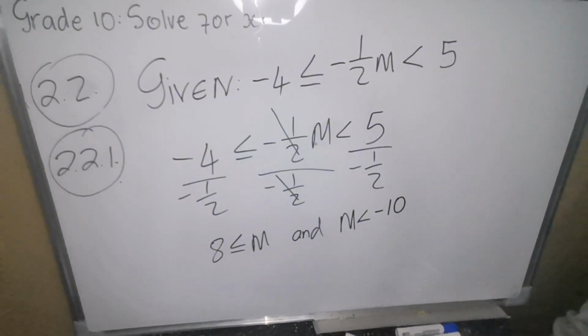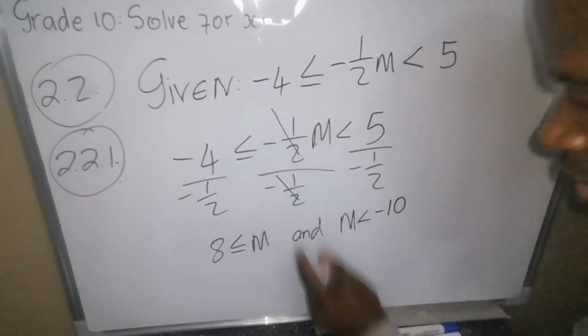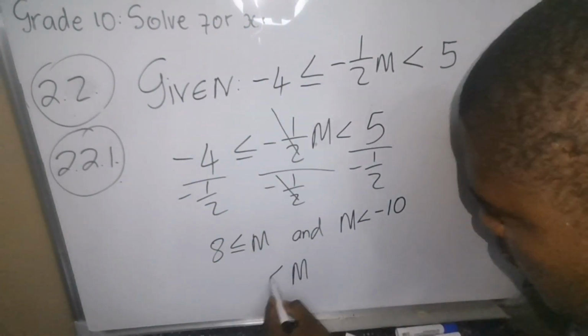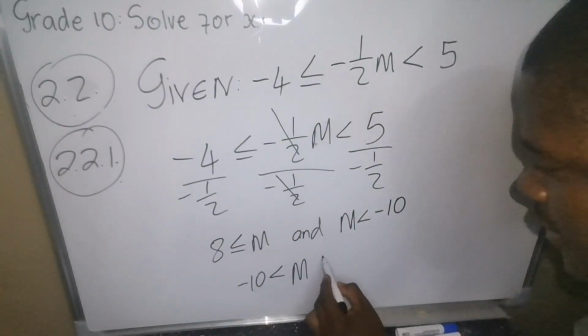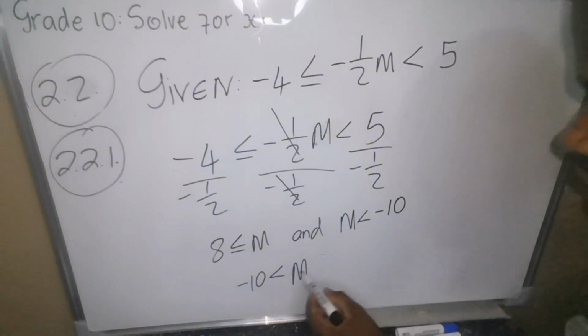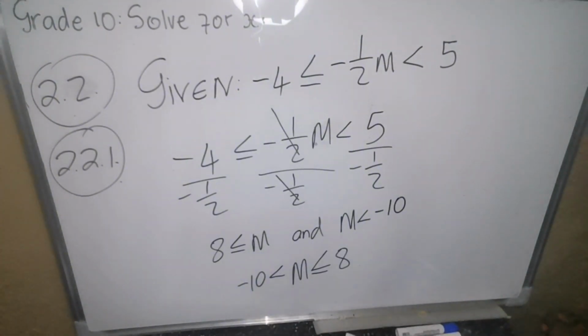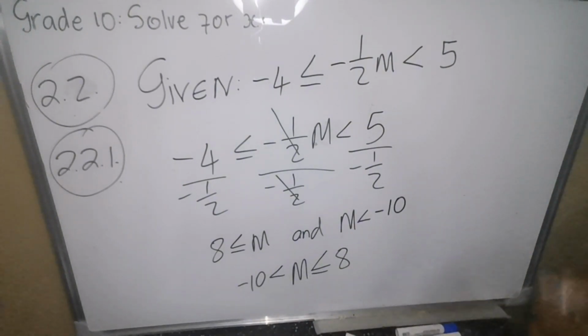That's how you are going to write your answer. You write your answer properly here, and you know m should be in the middle. Therefore, m is bigger than -10 and smaller than or equal to 8, written properly in a good standard. Which means m is between -10 and 8. That's the basic solution.